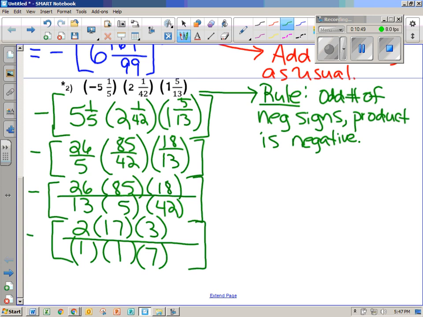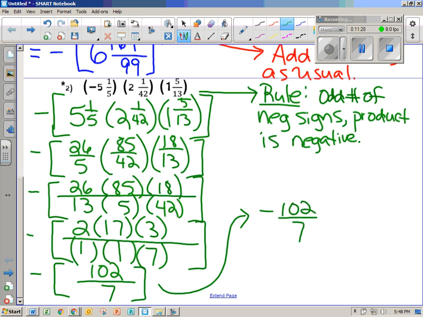Before you multiply across, look and make sure that you have no more common factors in the top and the bottom. So 7 does not have anything in common with 2, 17, or 3, other than 1, of course. So now we're ready to multiply straight across. 2 times 17 is 34. Actually, it's easier to do 17 times 3, that's 51, times the 2, that's 102. And across the bottom, we get 7. So my final result would be negative 102 over 7.